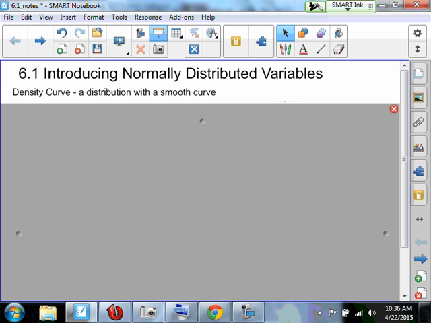So the first thing we need to do is define a density curve. And by definition, it's simply a distribution that has a smooth curve. It's a distribution with a smooth curve. I don't know if any of you are planning on taking a calculus class, but if you take calculus, you really study curves quite a bit. And in fact, you study lines tangent to curves, and that kind of thing.